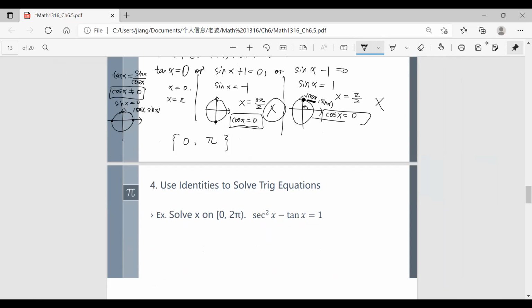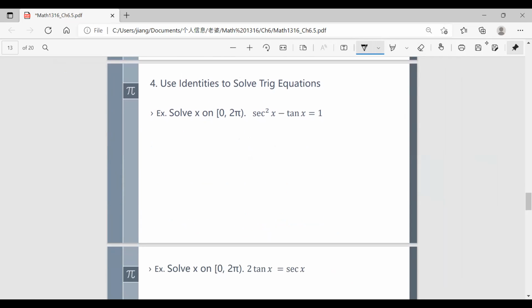So let's move on to see part 4. Use identities to prove the trig equations. This one, solve the x on the 0 to 2 pi. Secant x squared minus tangent x equals 1. So this one has secant and tangent. So we can't make it easier if we don't use the trig identities. So let's use the trig identities.